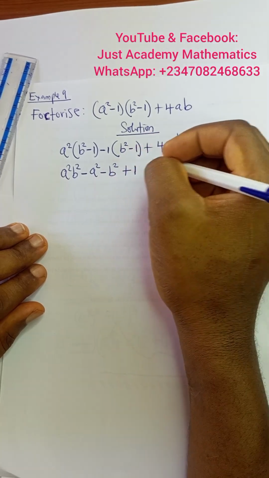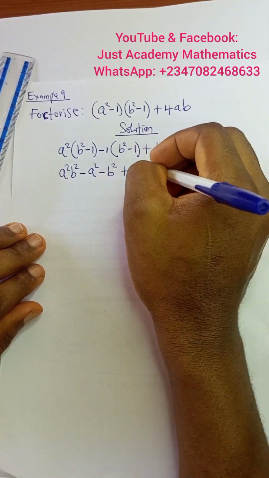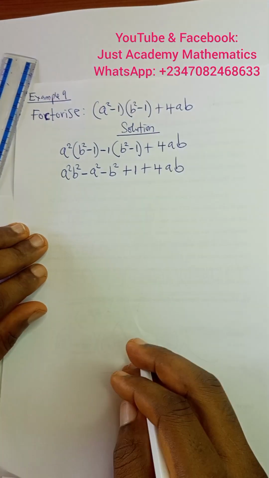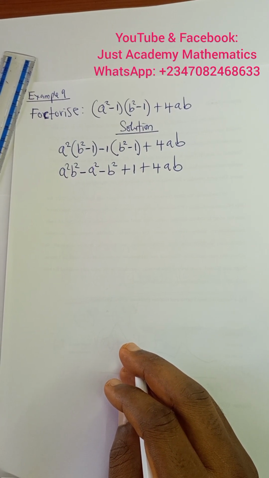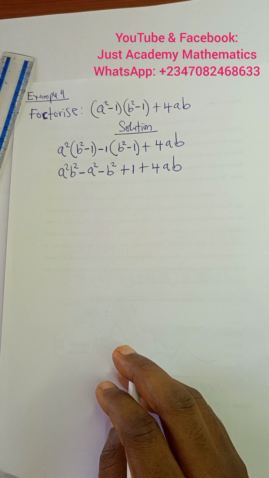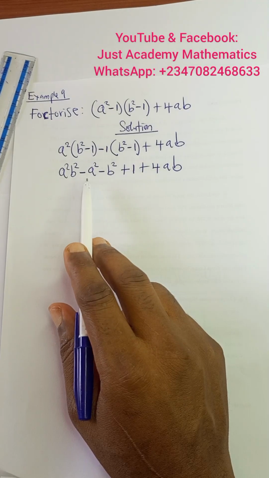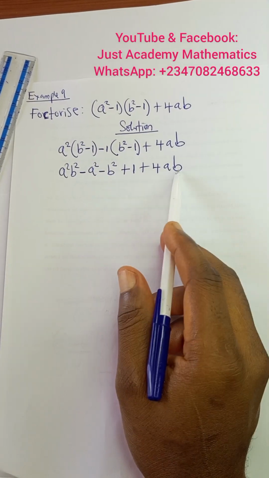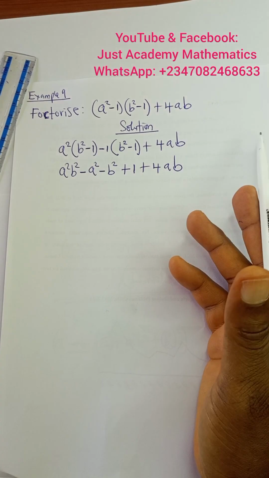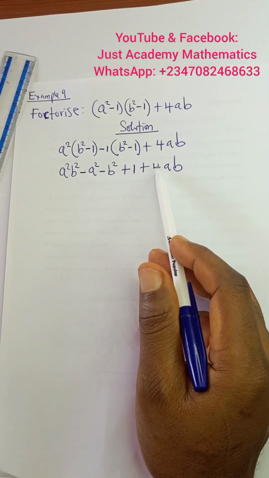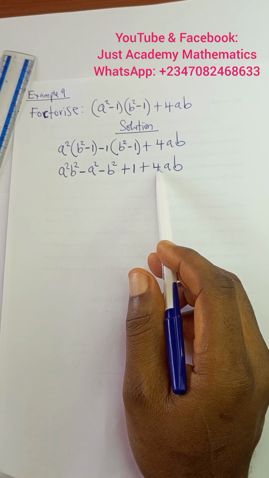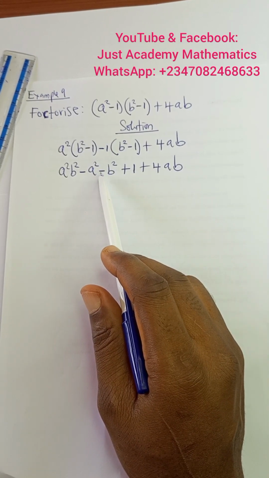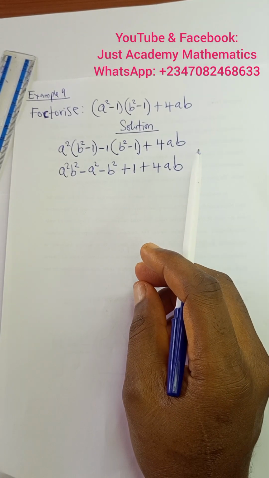Plus 1, then what? Plus 4ab. So the next question now is, how do we group this? I told you before that when you see a square, b square, and ab, know that they will go together, but not in all cases. For instance, in this case, it will not work because there is nothing you will add to give you 4 and multiply to give you 1. It can only work for 2.